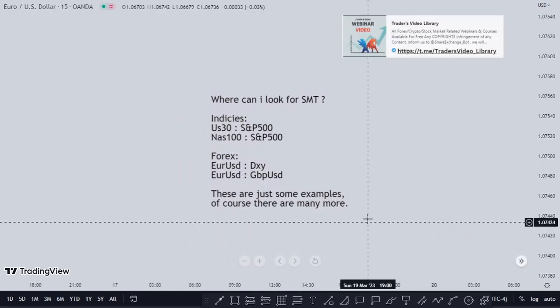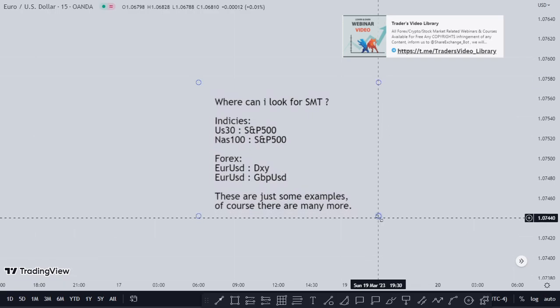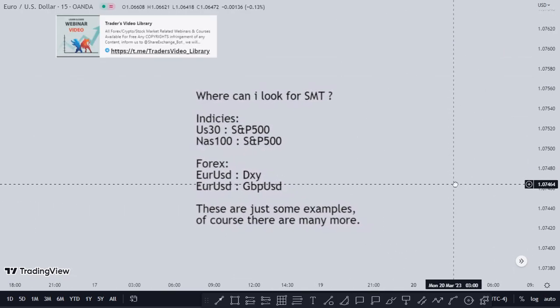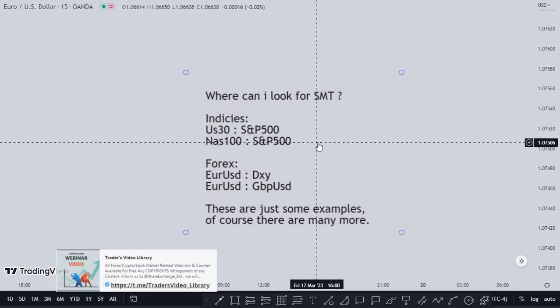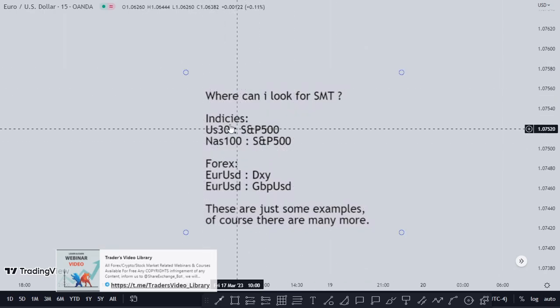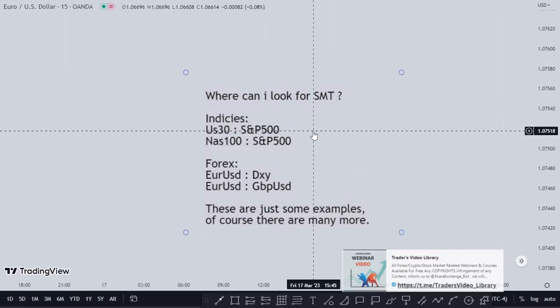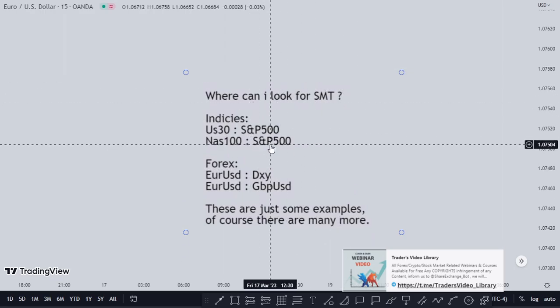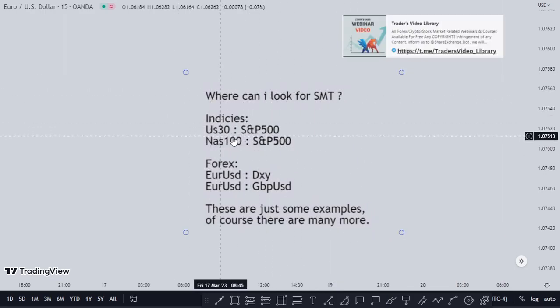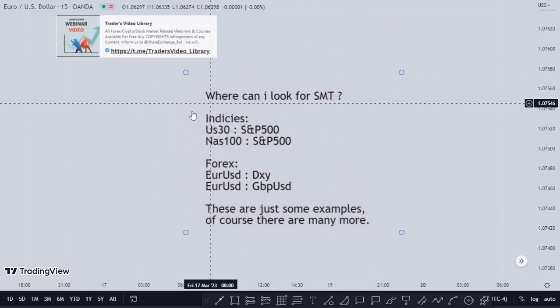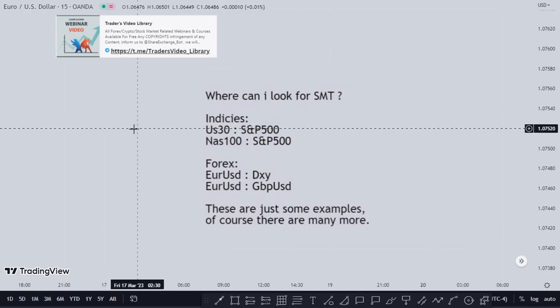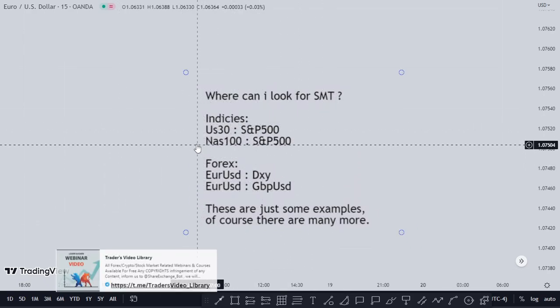Where can I look for Smart Money Tool? In indices, we can look in Dow Jones. We can look with the S&P 500, and in Nasdaq we can look with the S&P 500 also. In the S&P, we can look with Nasdaq or the Dow Jones. All of them are correlated pairs, so they move in tandem.